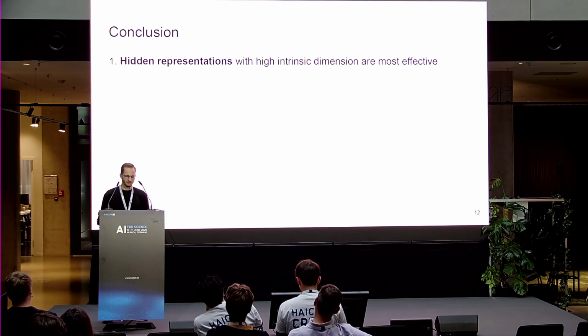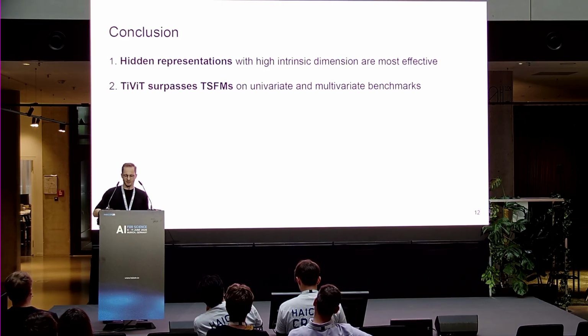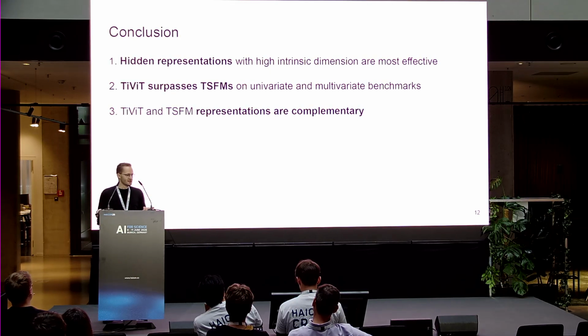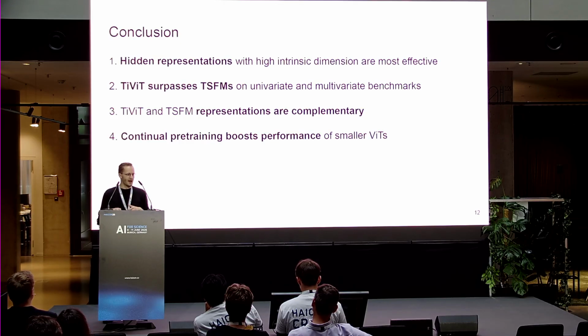So to conclude, we basically found that the hidden representations of ViTs are very effective for time series classification. TiViT surpasses time series foundation models on a variety of benchmarks. The representations of these model families are actually complementary, and together they can achieve the current state-of-the-art on univariate and multivariate benchmarks. And continual pre-training can further boost the performance, especially for smaller ViTs.